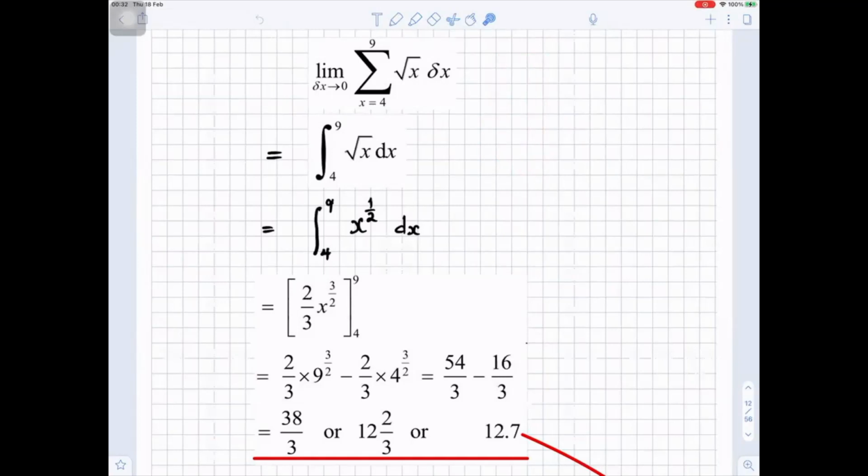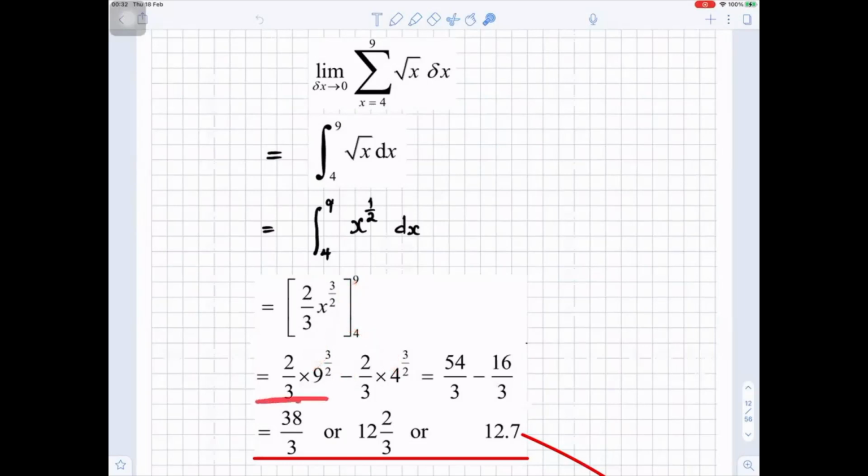So you integrate square root of x. You can write square root of x as x to the half, from 4 to 9. So x to the half, you add 1, it becomes 3 over 2. And you divide by 3 over 2, it becomes 2 over 3. So you substitute 9 first, and then you substitute 4, and you subtract them.